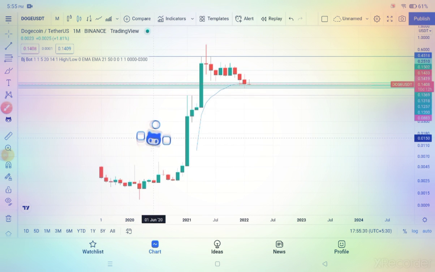Hello friends, welcome all. Today we are discussing Dogecoin, the crypto trade you are doing with this coin. Because this is a meme coin, it might seem like a low-risk move with a big upside. So we'll just discuss a few points about this.